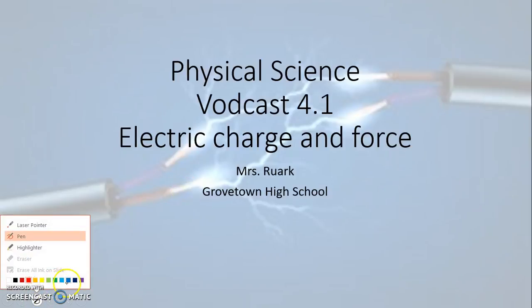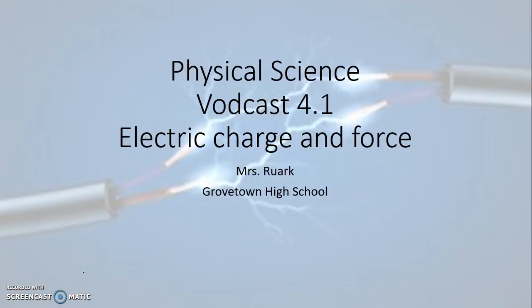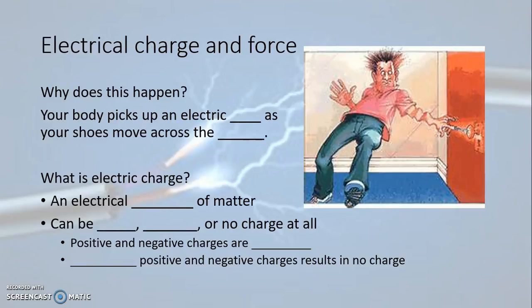This is Ms. Ruark. This is Vodcast 4.1, where we're going to talk about electric charge and force. We're going to be dealing with electricity now. All right, so electrical charge and force. You see the picture on the right. There's a guy who's walked across a carpet, and he goes to grab the doorknob, and it zaps him, right? Or it shocks him. You're like, ow, it hurts. Well, why does that happen?